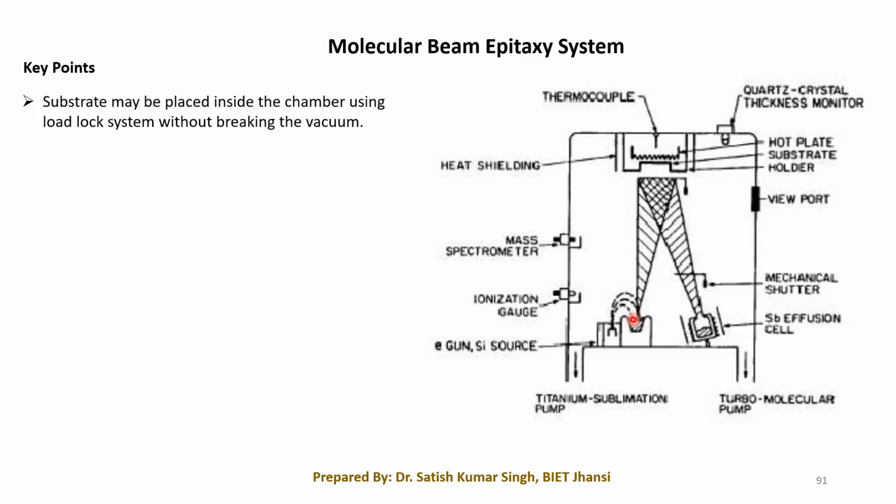Before all this operation begins, before starting all the procedures, we first have to evacuate this chamber. What we need first is to achieve the ultra high vacuum. Ultra high vacuum means the pressure within this should be on the order of 10 to the power minus 8 Pascal or 10 to the power minus 10 Pascals. This should be the range of ultra high vacuum that we need to achieve.